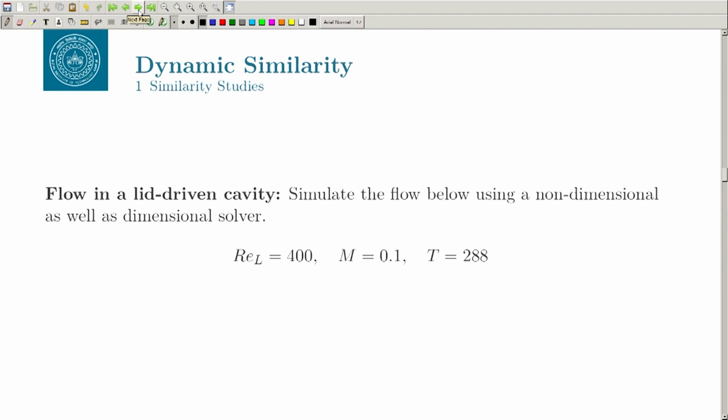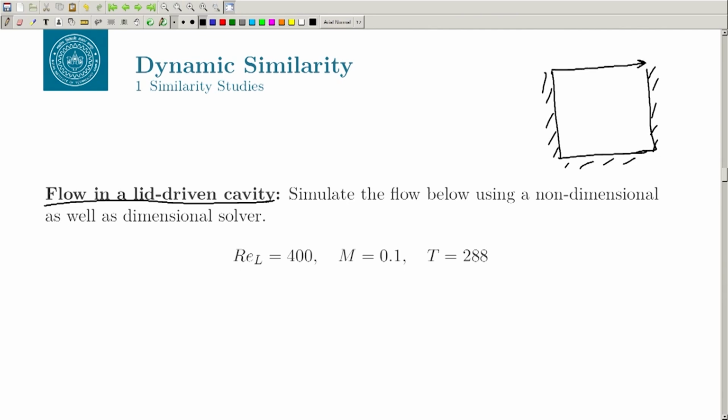I will just give you one last example and then we close the discussion today. So, the example is flow in a lid driven cavity. We have been discussing this case of lid driven cavity. So, this is a domain, and there is a lid which is moving at a certain velocity, let us say u, and then you will have flow which gets developed here. Let us say that you want to simulate this flow using a dimensional solver and a non-dimensional solver.